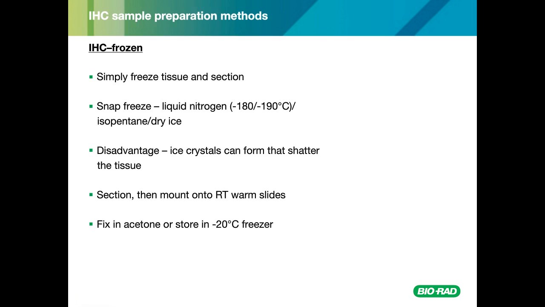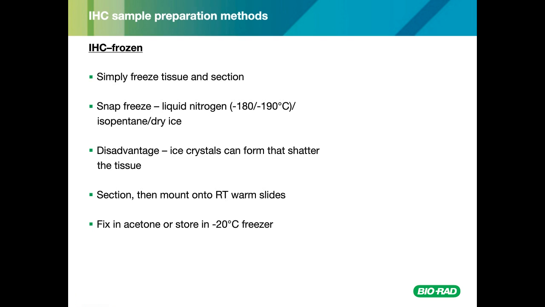Once frozen, the tissue can be cut with a cryostat. The cryostat temperature should be around -20 degrees. If the cryostat is warmer, the section may stick to the knife. A too low temperature, on the other hand, will result in tissue curling. Once cut, the sample can be mounted onto a room temperature slide and fixed. If you remember, fixing was the first step in the IHC paraffin protocol. In the IHC frozen protocol, the fixation step is performed after the sectioning. Also for frozen sections, acetone is mainly used. Once fixed, the IHC frozen slides can be stored in a freezer at -20.